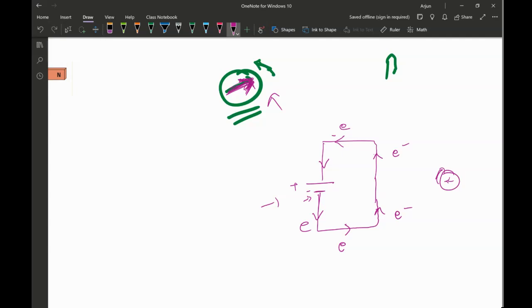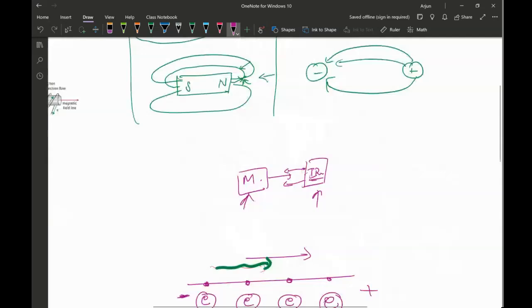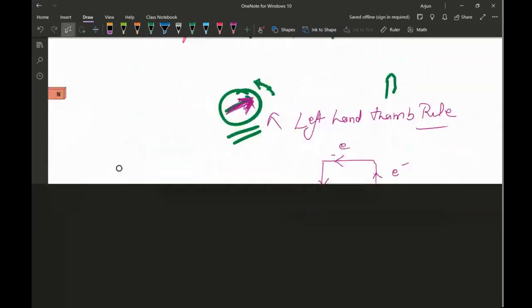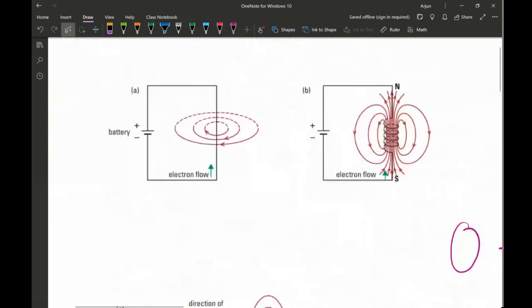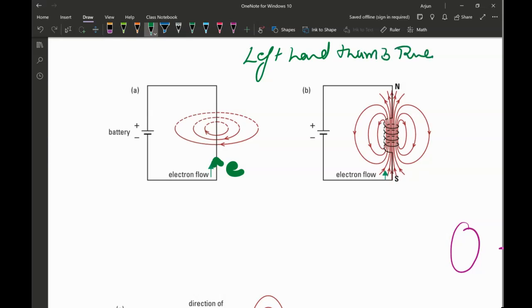So that can be figured out by the left hand thumb rule. Now I'm going to try and study this with the help of a diagram. So if I go back in here, this is the diagram I'm going to study. Here I'm going to draw the electrons one more time. Electrons are moving in this direction. And for the magnetic field, as I said, the left hand thumb rule: place the thumb of your left hand in the direction of the flow of electrons.